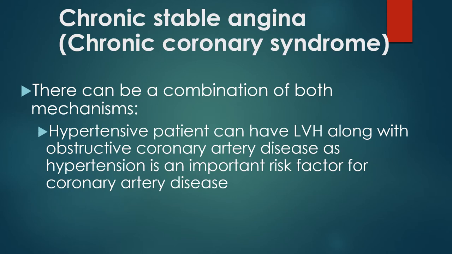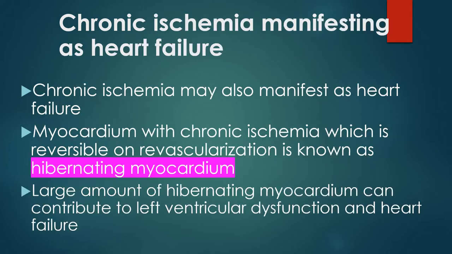For example, a hypertensive patient can have left ventricular hypertrophy along with obstructive coronary artery disease, as hypertension is an important risk factor for coronary artery disease. Chronic ischemia may also manifest as heart failure. Myocardium with chronic ischemia, which is reversible on revascularization, is known as hibernating myocardium. Large amount of hibernating myocardium can contribute to left ventricular dysfunction and heart failure.